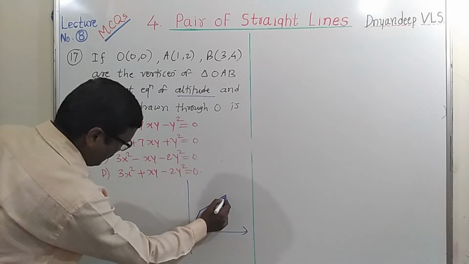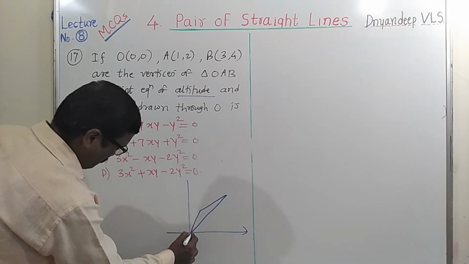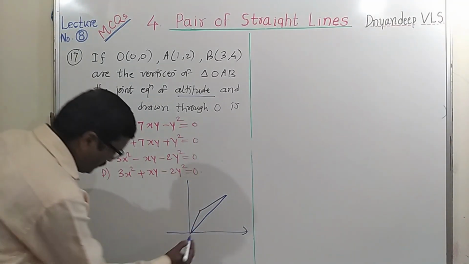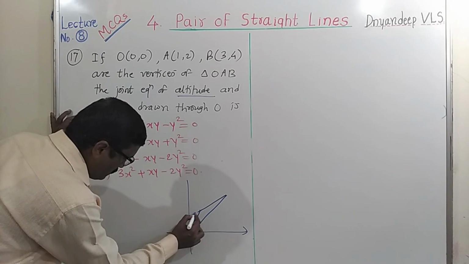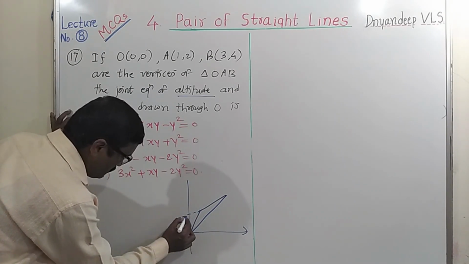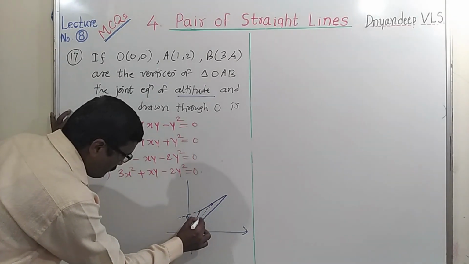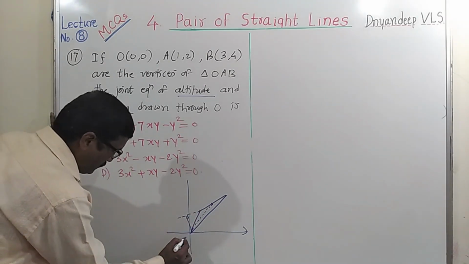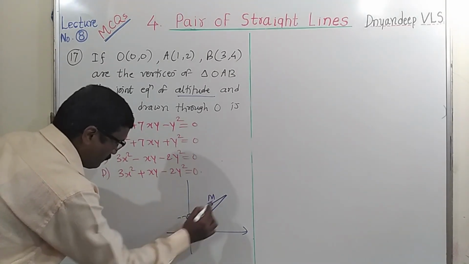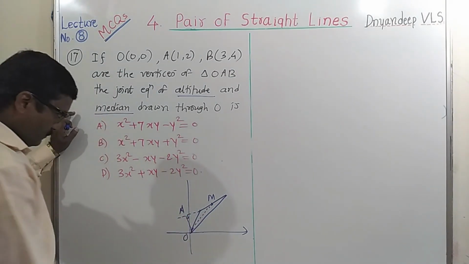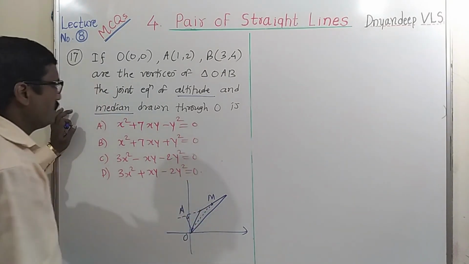So the triangle will be like this, and we have to draw the altitude and median from this point. Altitude will be like this, and median will be like this. So this is OM, and for altitude OA. So you want equations of OA and OM.